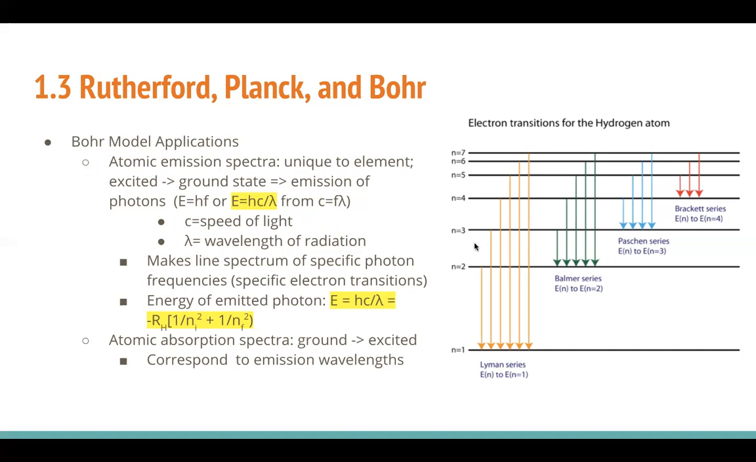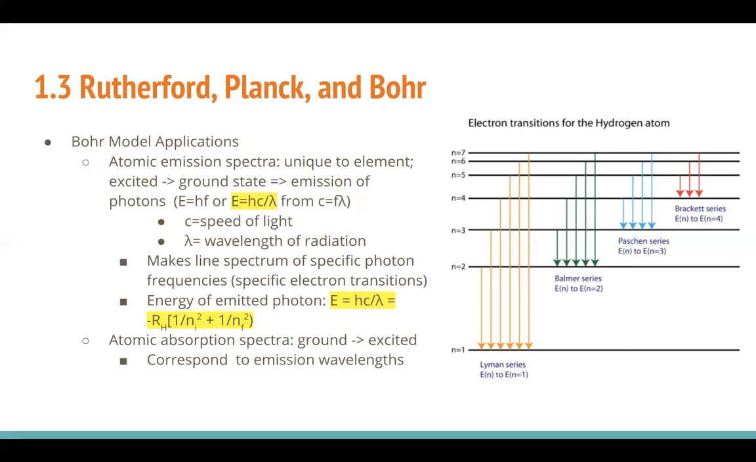We probably don't need to know the exact names of the electron transitions, like the Lyman series versus the Balmer series versus the Paschen series. But I would say just know that the Lyman series takes into account all of the electron transitions from the highest energy level down to n equals 1, which is the lowest. The Balmer is one less than that, and the Paschen series is one less than that. I think that's pretty much all we would need to know about that.